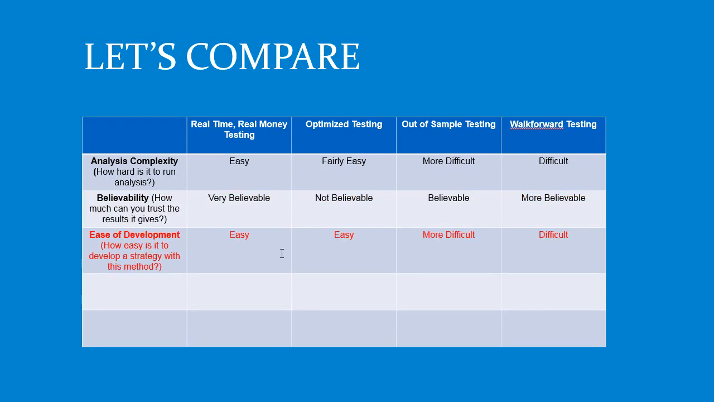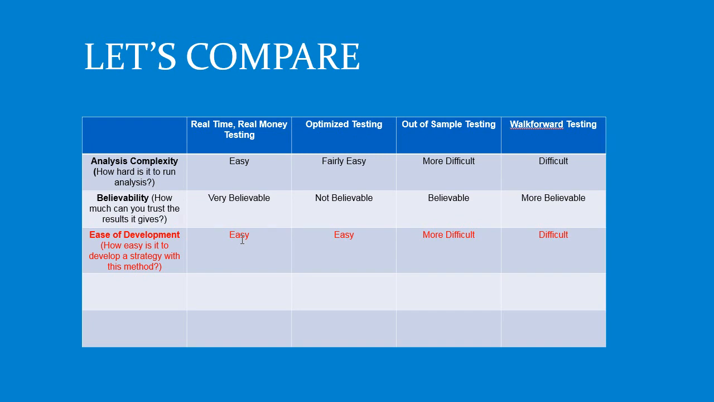Now, how easy is it to develop a strategy? Obviously, like I said, you're not going to spend years and years developing a strategy with a method that just gives you one strategy out of 10,000 ideas. Real money testing, that's easy because, like I said, you're not doing any testing. You just start trading. People love that because they want to get that action. You know, there's that gambler's instinct. Avoid that. That's what I'm telling you. Optimized testing is pretty much just about as easy.